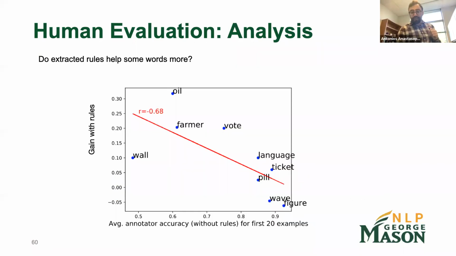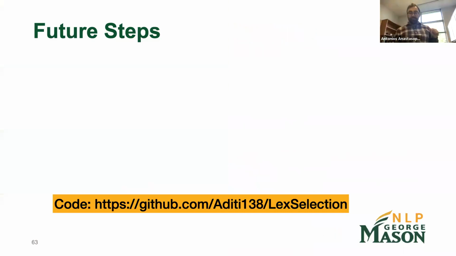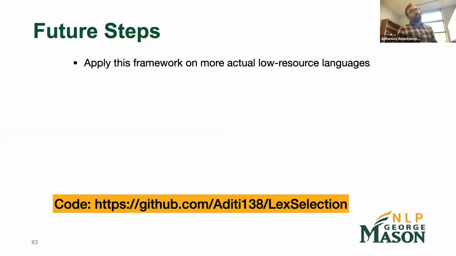Yeah, so basically that's all I have. Well, I guess future steps. The code for this is also publicly available. There's a bunch of things that I told you about, like extracting morphosyntactic rules and word order rules and stuff like that, and also going a little bit into semantics. What we are actively doing is applying this framework on more real low resource languages. So I'm working with linguists that are right now documenting POMAC, and we're trying to apply this framework.